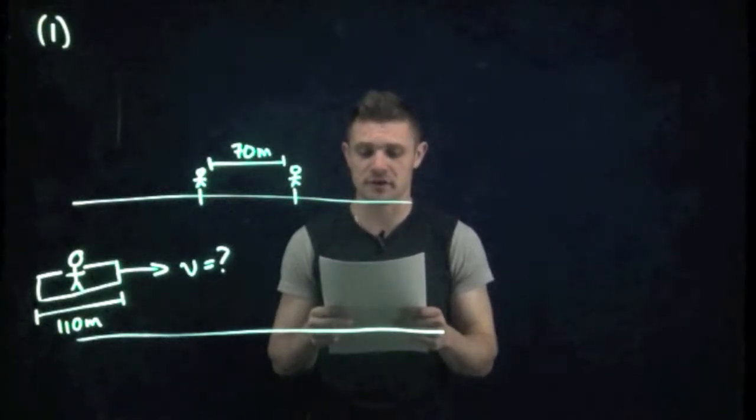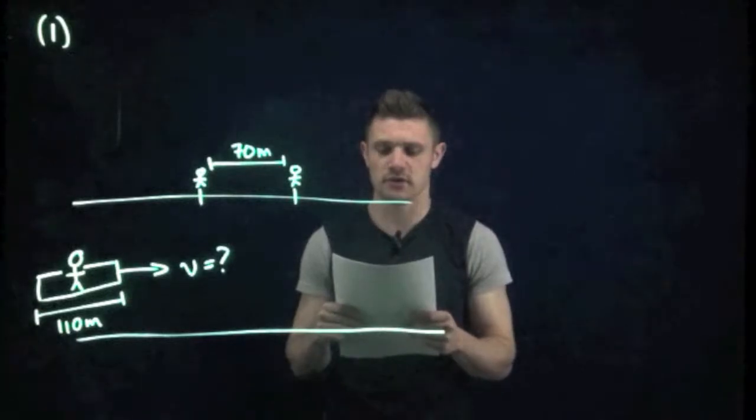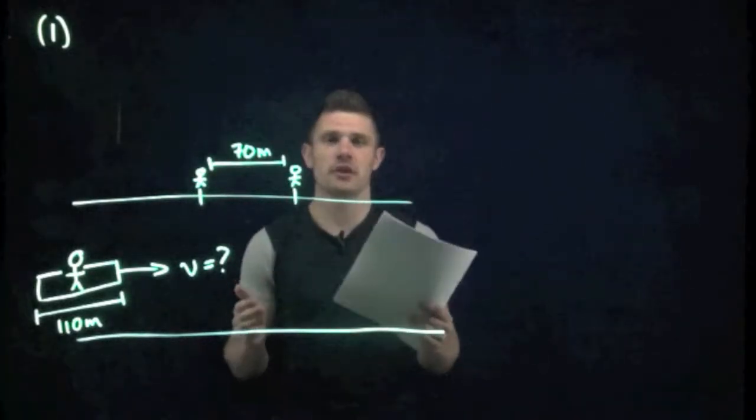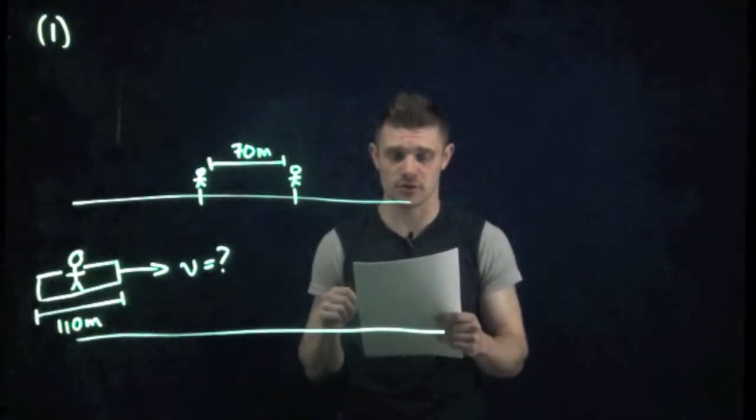The sinister snipers are 70 meters apart in their rest frame, and the rest length of Heidi Heroine's ship is 110 meters long. So there's a lot of information there, and we'll pick out in this diagram what's going on before we start answering part A.